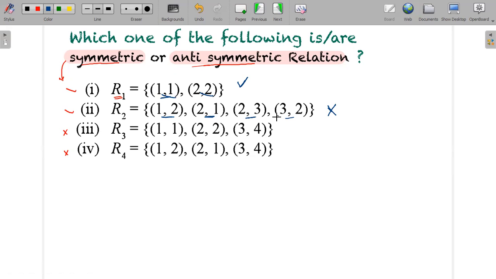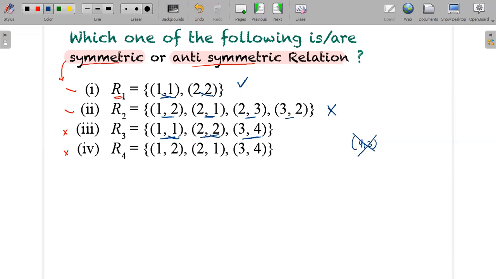Now let's check whether your R3 is anti-symmetric or not. Regarding (1, 1), R3 is anti-symmetric. For (2, 2), obviously it is too, but the moment I see (3, 4) there, my brain will start searching whether there is any (4, 3) or not, but unfortunately there isn't any (4, 3) there.